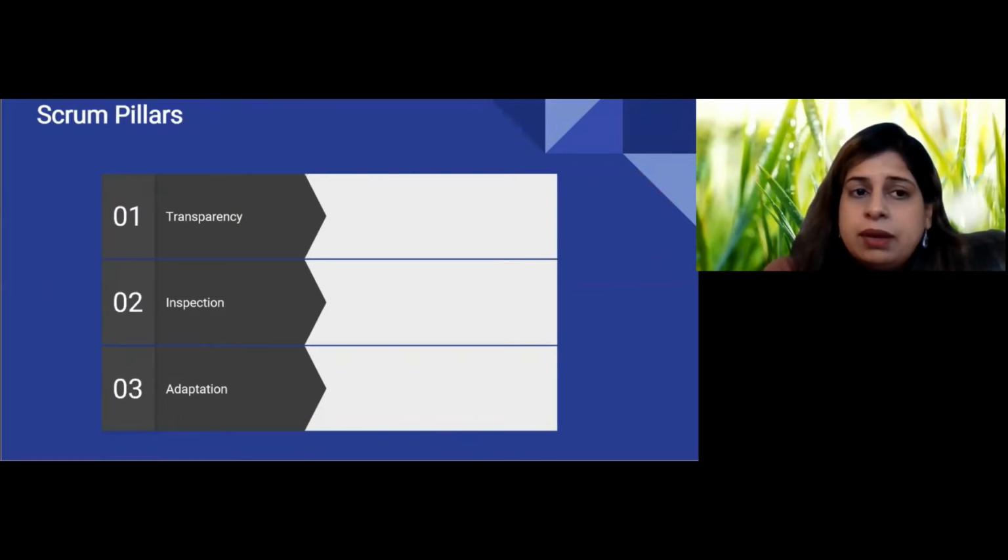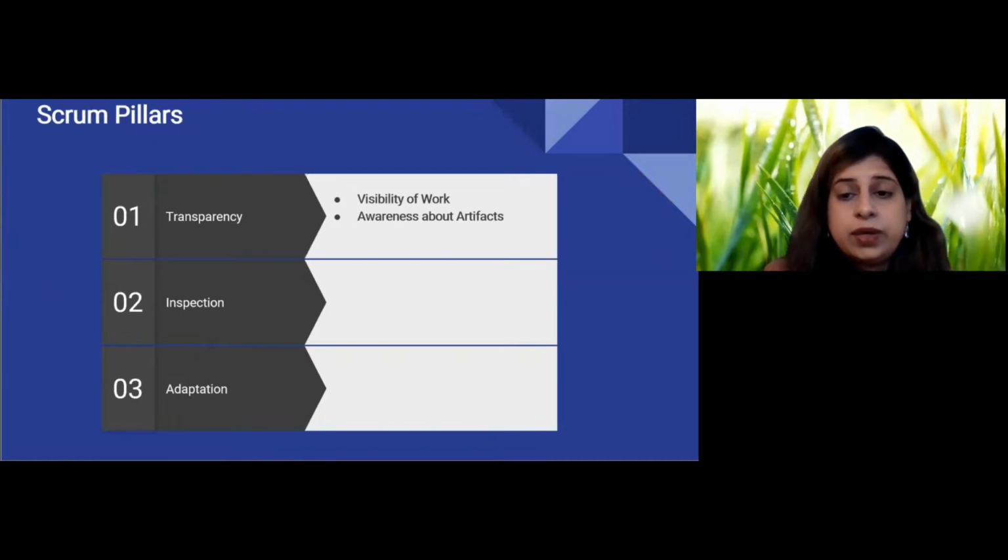Transparency. The process and the work should be visible to those performing the work as well as receiving the work. There should be awareness among the team with respect to all the artifacts. We'll be discussing the artifacts later in this video. Transparency enables inspection. Inspection without transparency is misleading and wasteful.